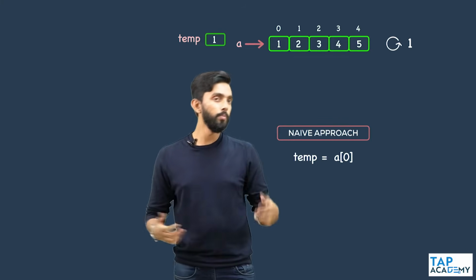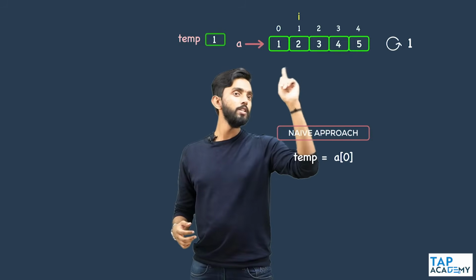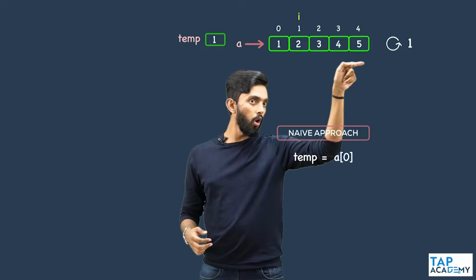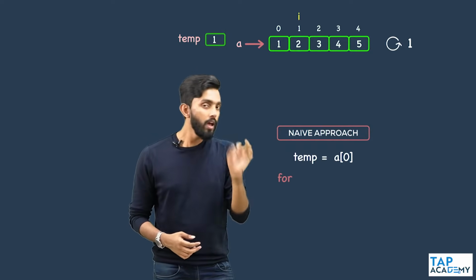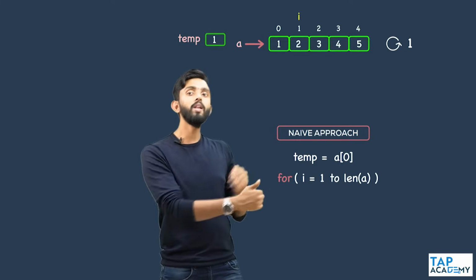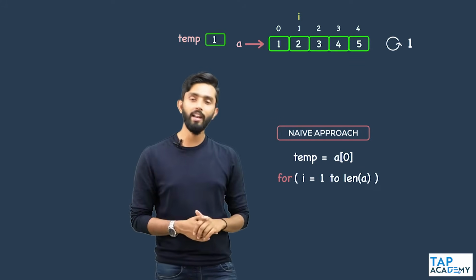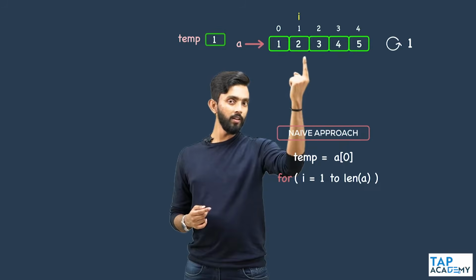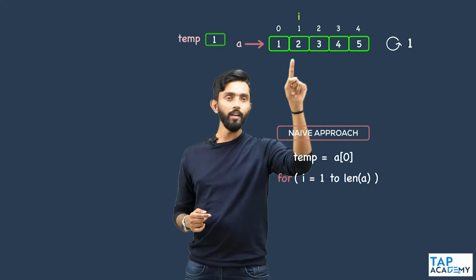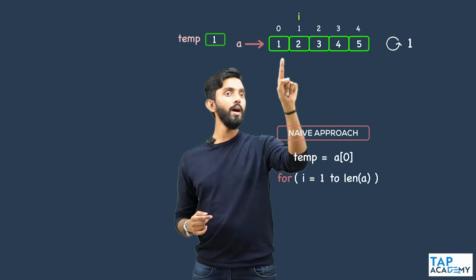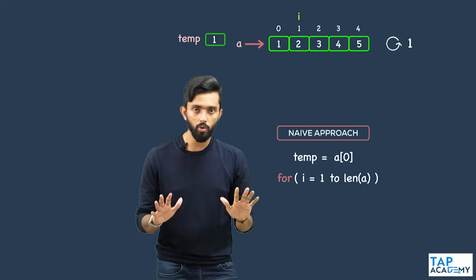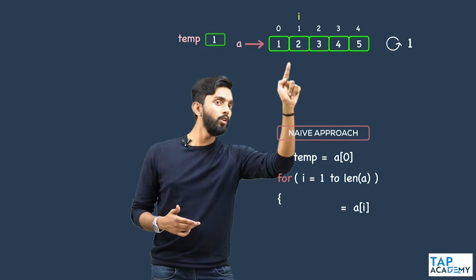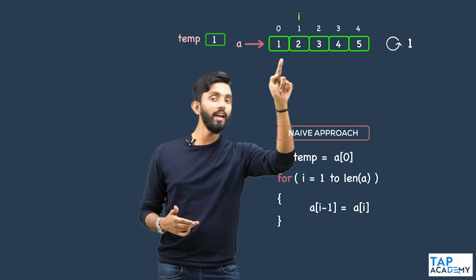How will I achieve that? Simple. I will create a loop starting from the second element. So i starts from the second element, and this loop should go all the way till the end. I will say for i beginning from 1 to the length of A. Length of A means till the end. Now what will I do inside this? Wherever the ith element is, I must shift it 1 position behind, so it should go to i minus 1. Write that code: A of i, assign it to A of i minus 1.